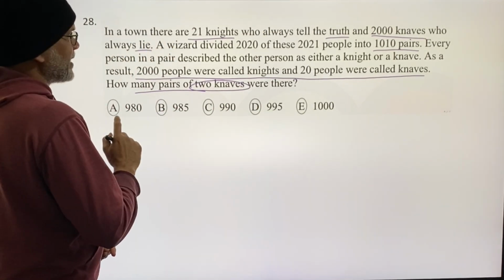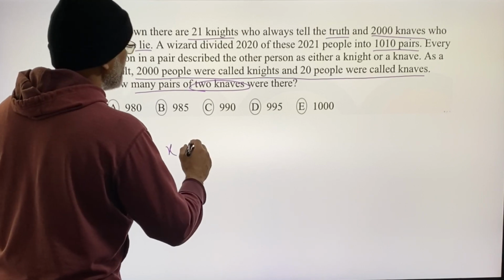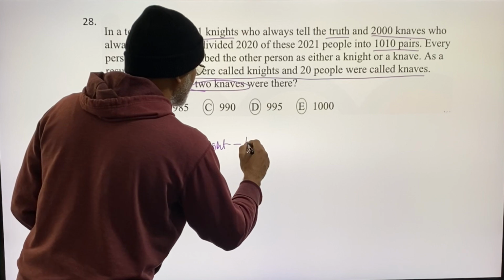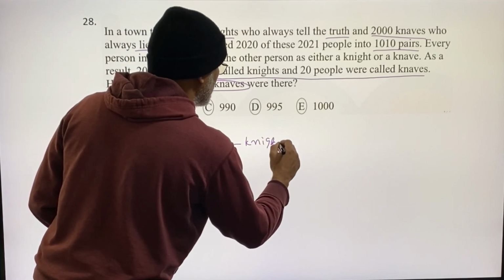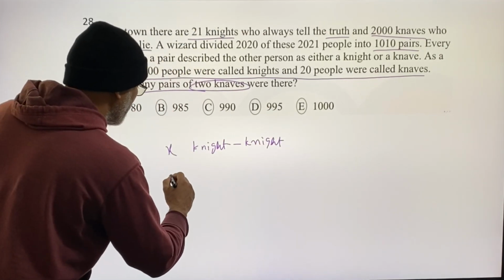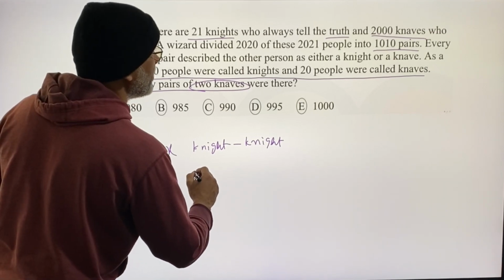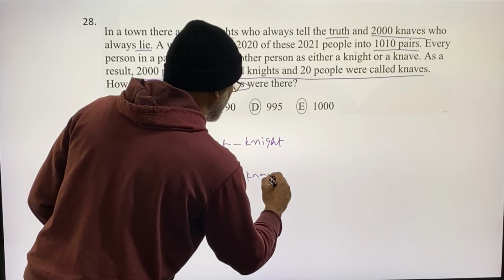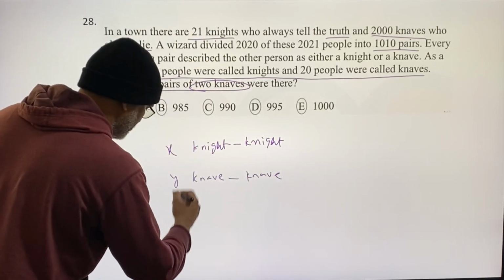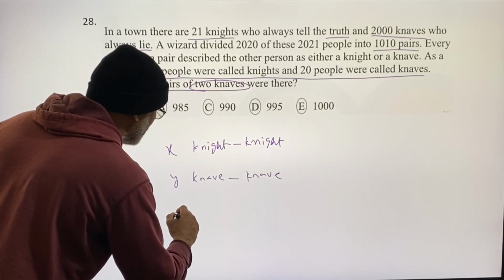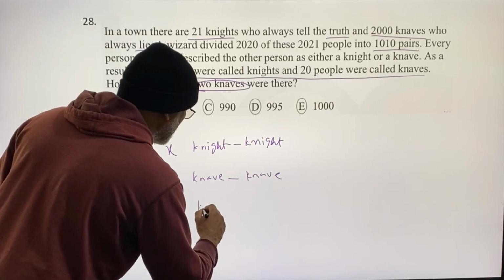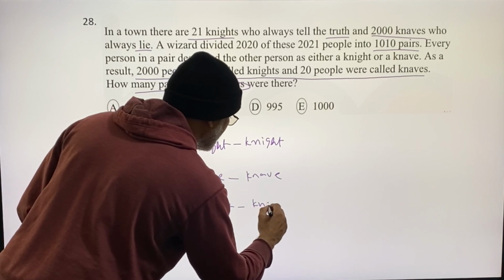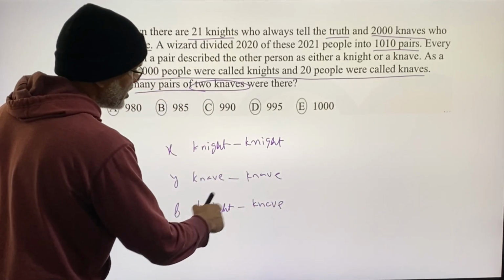All right, let's say there are X pairs of knight and knight. There are Y pairs of knave and knave. And then let me call B the pairs of knight and knave. B for both knight and knave.